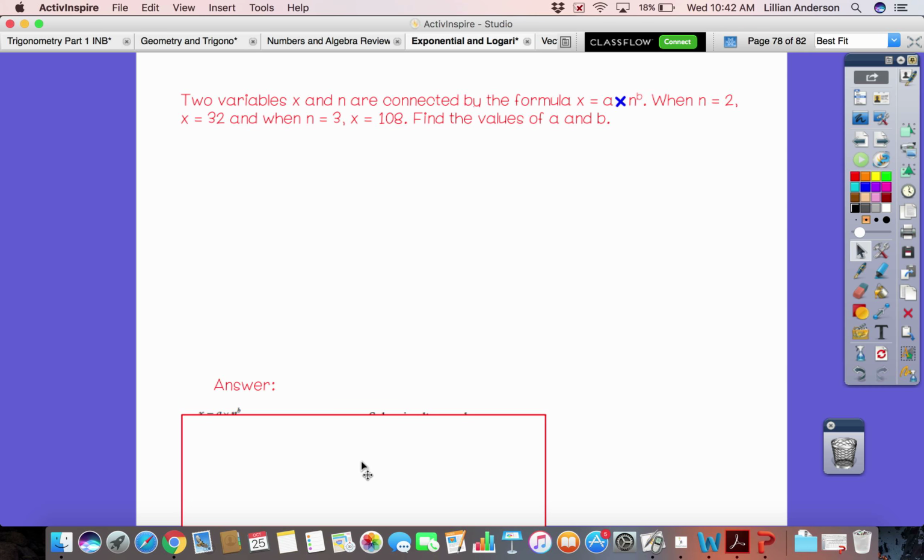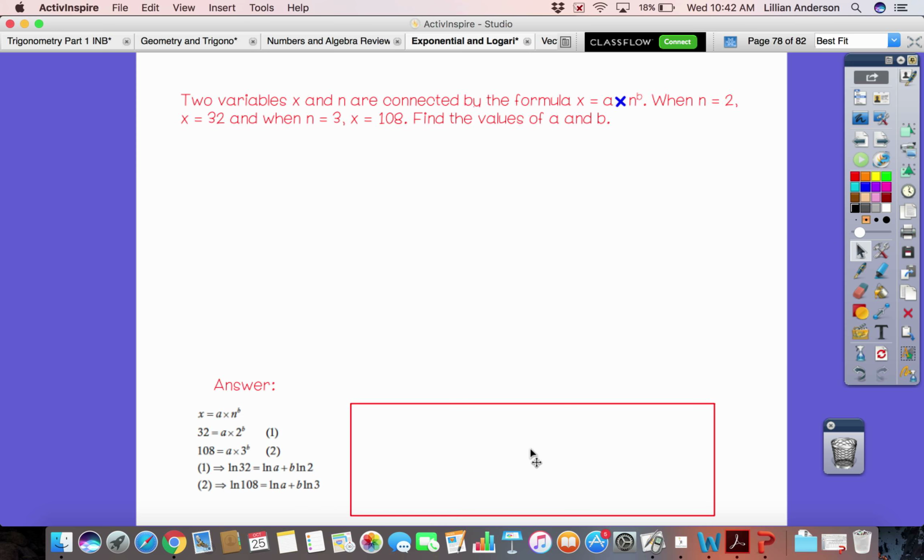So since you know that it's a system, hopefully you set it up as 32 equals a times 2 to the b, and 108 equals a times 3 to the b. And then you solved by taking the ln of both sides. Because if you divided by a, you would have had a fraction that you would have taken the ln of, and eventually you would have ended back at the same point. So if you took the ln of both sides, it would have been ln of 32 equals the ln of a plus b ln of 2.